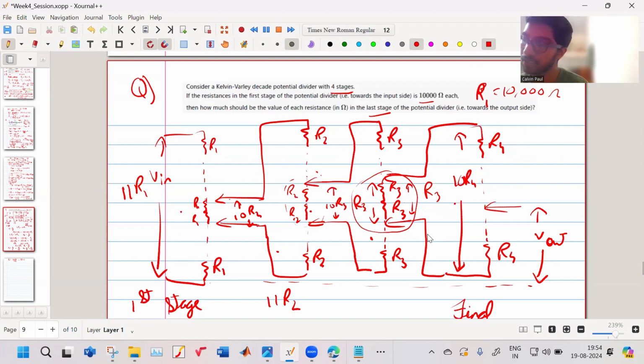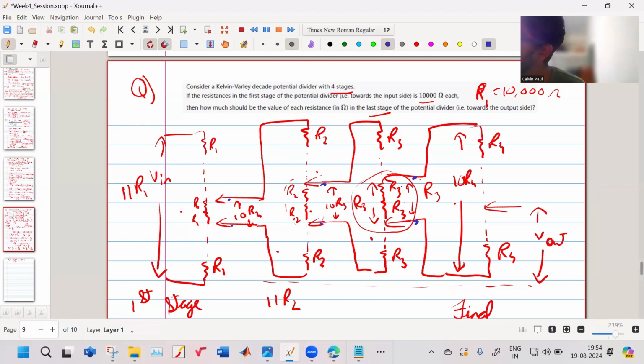So this Kelvin-Varley connection will tap from this point and this point. It will tap across two resistors for sure, in this case, and in this case, and in this case. Okay, this is the logic which that person who invented this thought. He designed it in such a way, and it is a very good design. So let us look from the final stage.